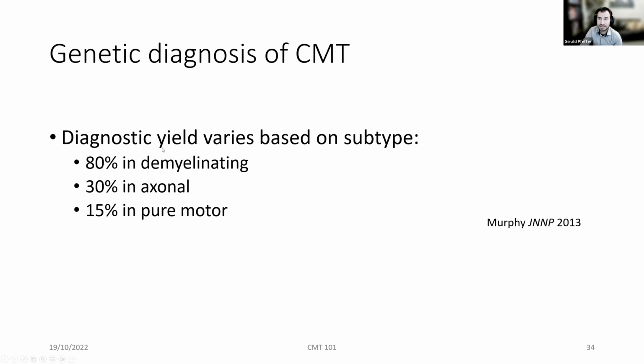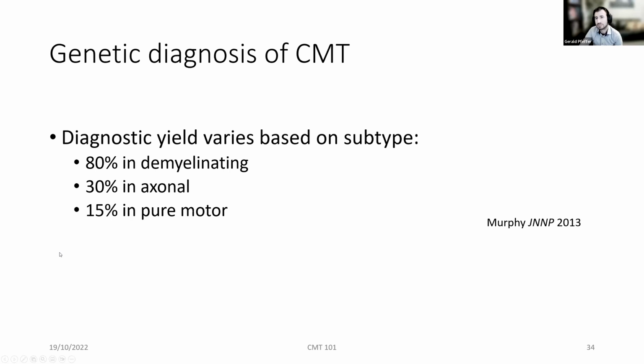The other thing is that the diagnostic yield, meaning the likelihood of getting a clear genetic diagnosis, is different depending on the clinical presentation. So in the demyelinating type of CMT, we get a diagnosis in around 80% of cases. And most of this is driven by the common mutation causing CMT1A, type 1A, the most common cause. Now, as soon as we get to the other subtypes of CMT with axonal involvement or intermediate, meaning mixtures of demyelinating and axonal, or pure motor, the likelihood of getting a genetic diagnosis goes down.